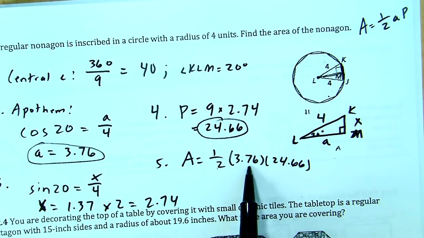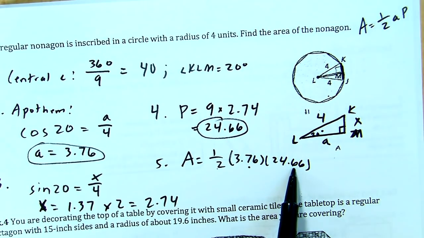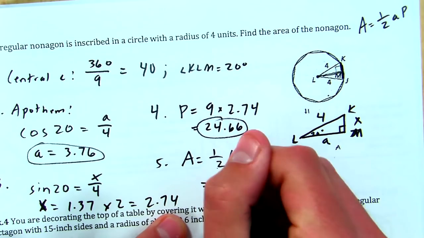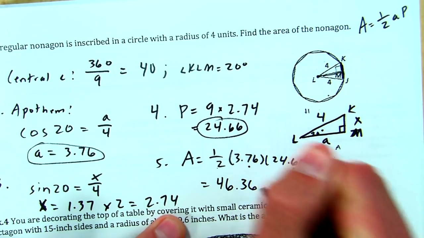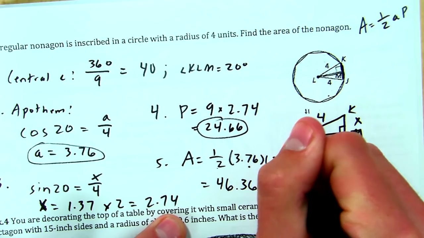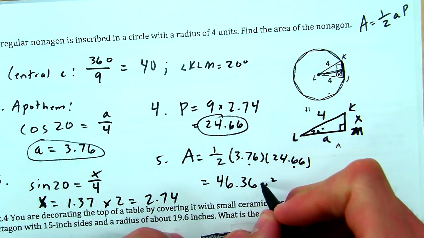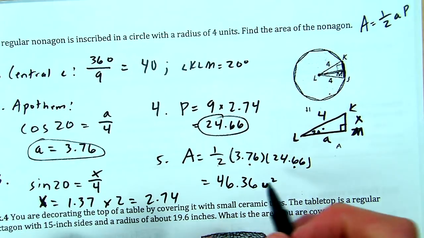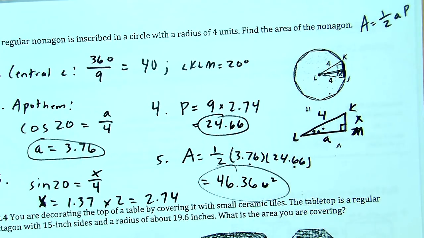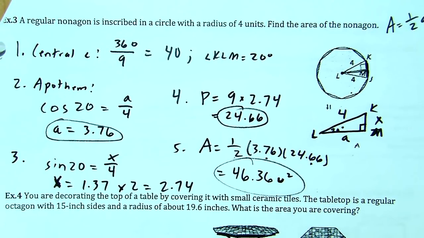Solve for the apothem, solve for the perimeter. You throw that into your calculator and you get 46.36, and that is in square units. Units, that's just a U squared, it just stands for units squared, since I didn't put meters or inches or anything, I'm just using units.